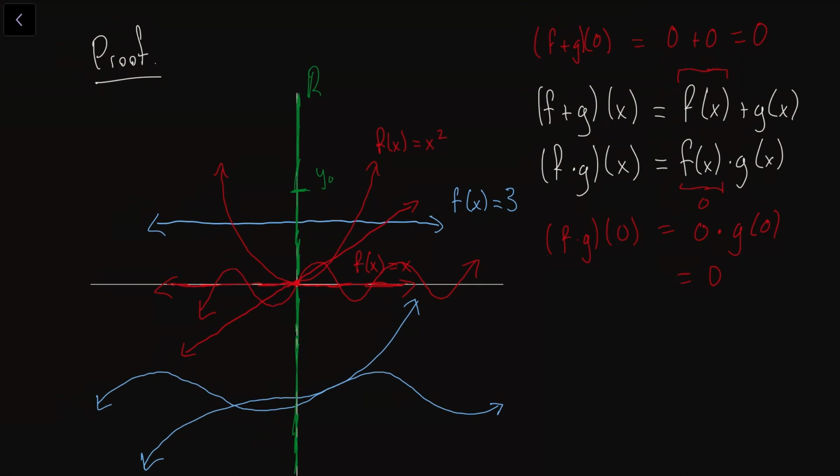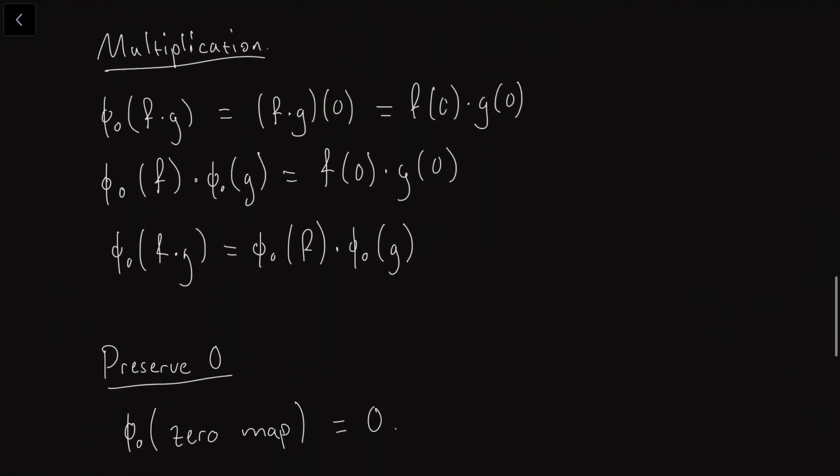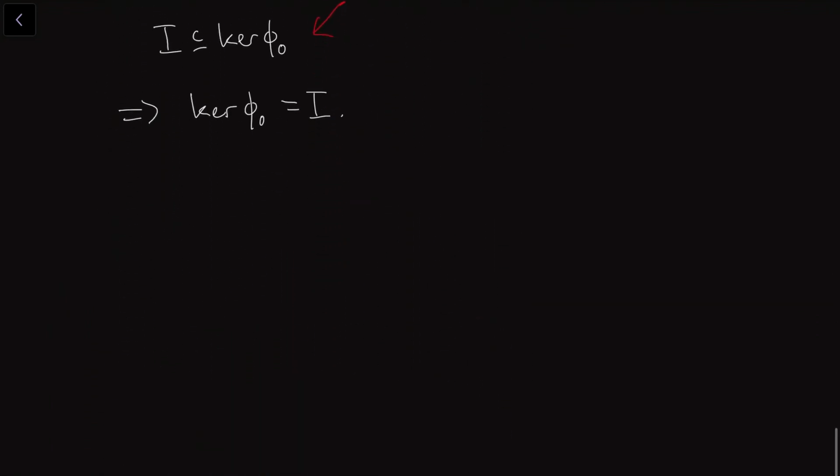well, I can just construct the constant map. So for any y sub 0, which is a real number, we can find a constant map which simply sends any real number x to y sub 0, and this function is continuous. So this means that our homomorphism phi 0 is surjective.